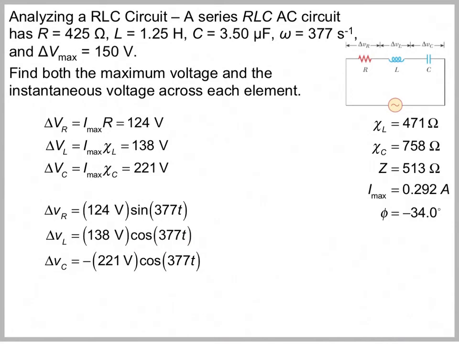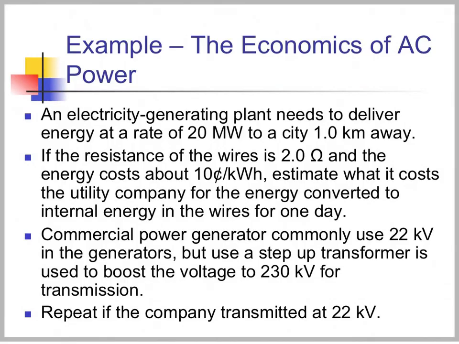Now here's another problem that I really like to work through to talk about the economics of AC power. Let's say I have an energy generating power plant, and it needs to deliver energy at a rate of 20 megawatts to a city just a kilometer away. If the resistance of the wires over the whole kilometer is 2 ohms, and energy costs 10 cents per kilowatt hour, estimate what it costs the utility company just to get the energy from the plant to the city. How much does that cost in the internal energy lost in the wires in one day?